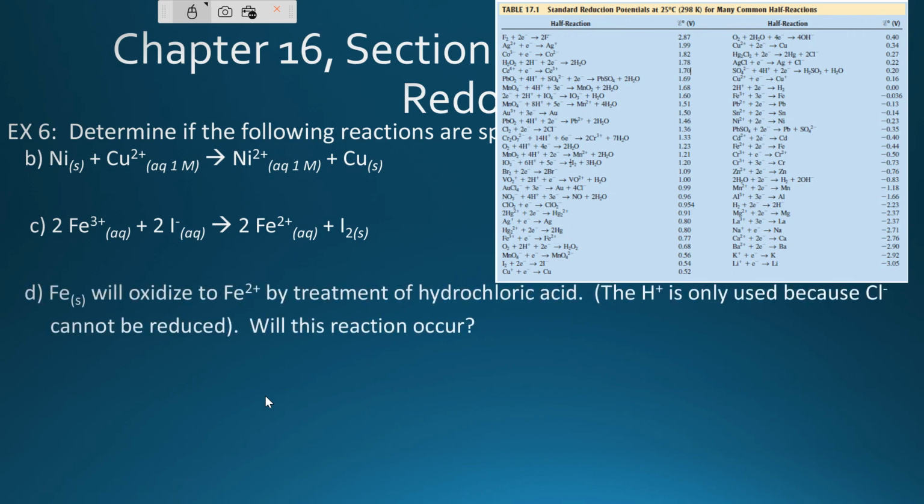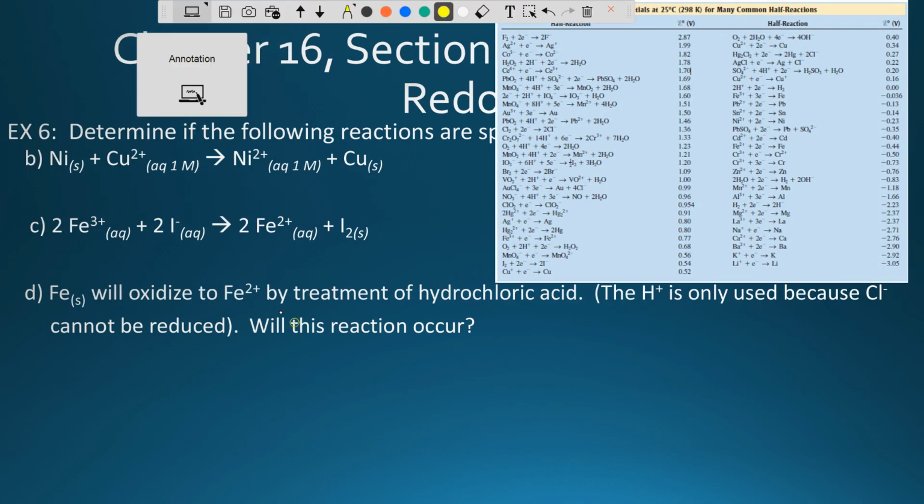Okay, iron will oxidize to 2 plus by the treatment of hydrochloric acid. And again, the chloride can't be reduced here. Only the hydrogen is used. The chloride is not being reduced, can't be reduced. Is the reaction going to occur? Okay, so here's what we need to do with this. We need to actually draw out the equation first, because here we've given you the equation. And so let's take a look.